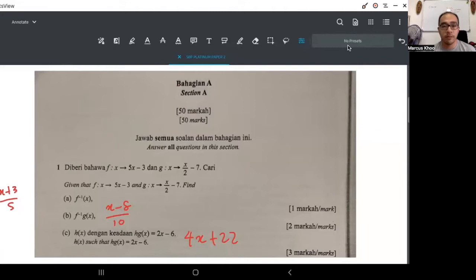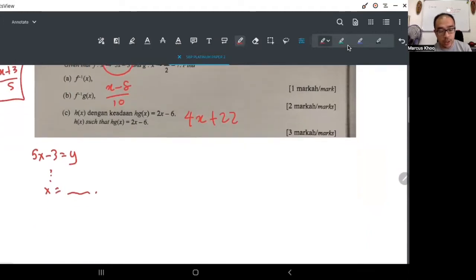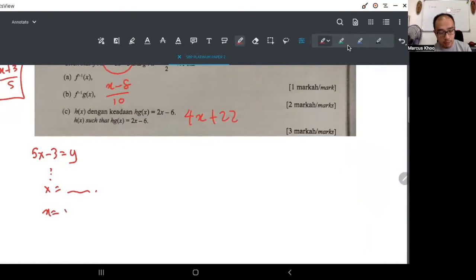So this is platinum paper 2, section A. Given that f(x) equals 5x minus 3, and g(x) is x over 2 minus 7. Pretty straightforward. Find the inverse function of f(x). Don't forget, whenever you want to find the inverse function, take the original function. So you do 5x minus 3 equals y, and then you move things around so that you get x equals y plus 3 over 5. The last step is to change this y to become x, so you get the inverse function f inverse of x equals x plus 3 over 5.